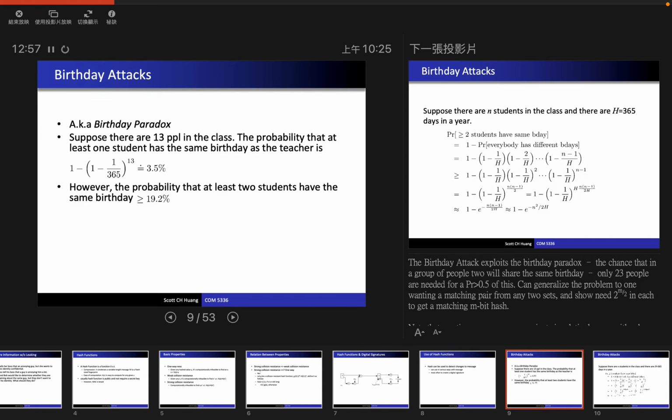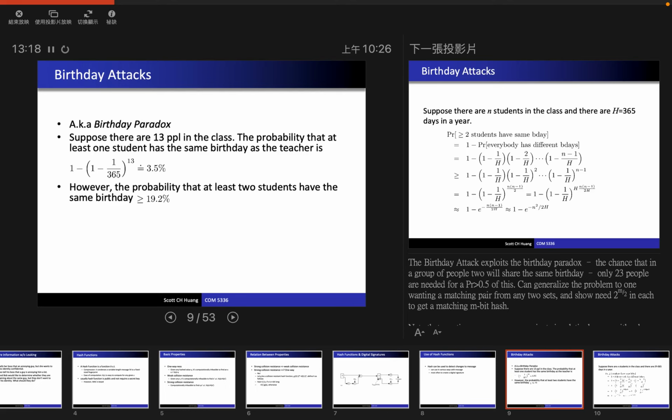Now let's take a look at the birthday attack. Sometimes it's called the birthday paradox. But anyway, this is actually a misnomer because it's not a paradox. There are a lot of misnomers. Birthday paradox. Why is it a paradox? I don't know. Let's take a look.